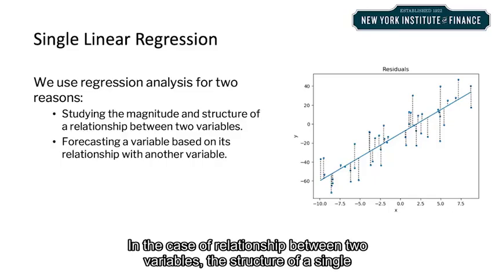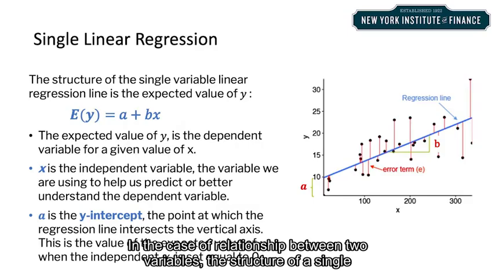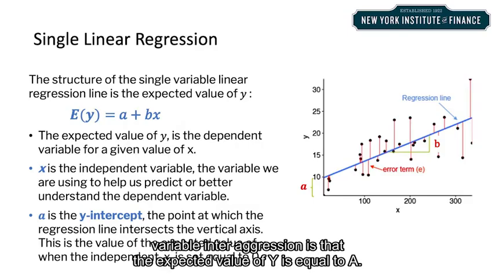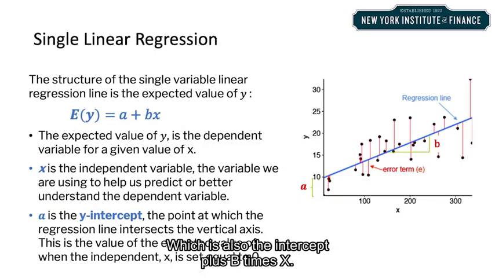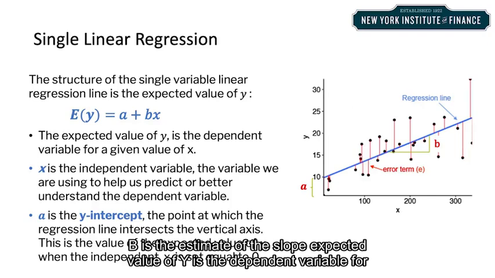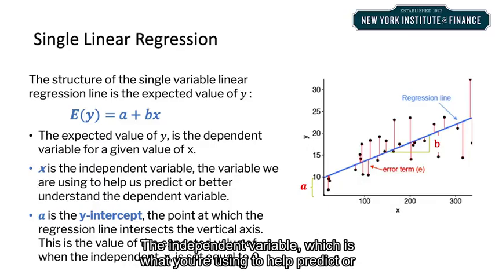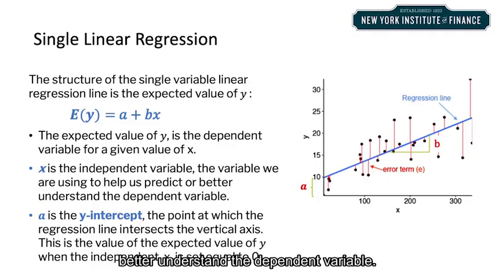The structure of a single variable linear regression is that the expected value of y is equal to a, which is also the intercept, plus b times x. b is the estimate of the slope. The expected value of y is the dependent variable for a given value of x. x is the independent variable, which is what you're using to help predict or better understand the dependent variable.